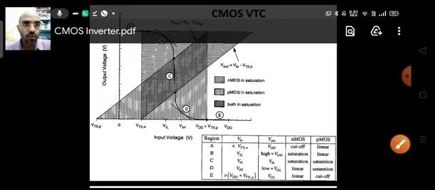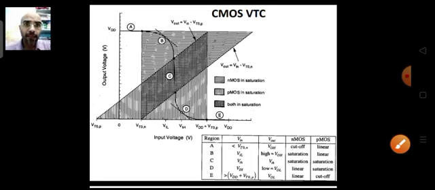So what is happening in this particular region A? Your input is low. Input is on the x-axis, and output is on the y-axis. If input is low and it is working as an inverter, then your output will be high. So if input is low and output is high, in that case PMOS is working and NMOS is cut off. You can see here, your output will be near your maximum value, and the maximum value is VOH.